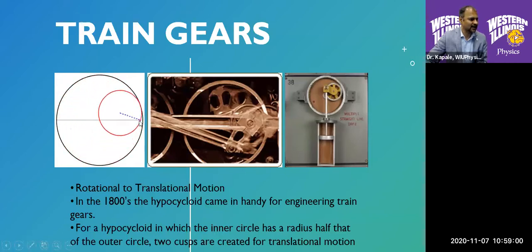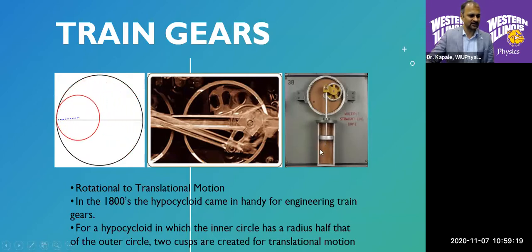And then you can see the graph that's plotted. The spirograph that's plotted is actually a straight line. It only has two cusps. And so that's pretty cool. That allows you to do this conversion of rotational to translational motion very nicely. And you can see a couple of pictures here that illustrate that in more detail.